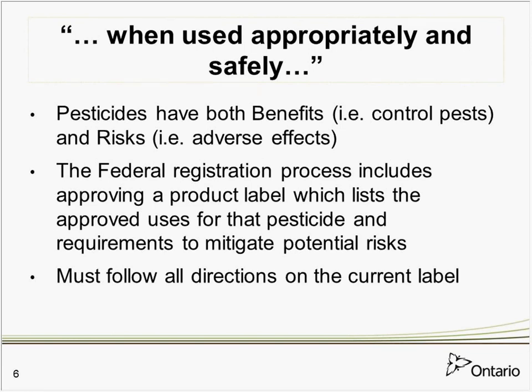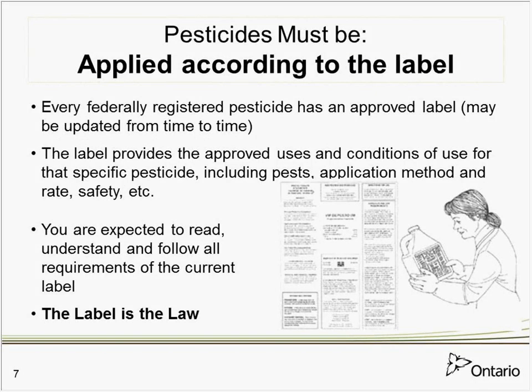When I say current, it's for a reason: the federal definition of a label is the one that is on the registry in Ottawa. So that's the one that has to be followed. So it must be used according to the label. Your pesticide has a label. It does get updated from time to time. So periodically you may want to check and see if there's an updated version.